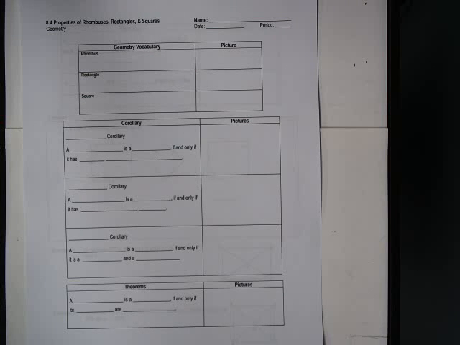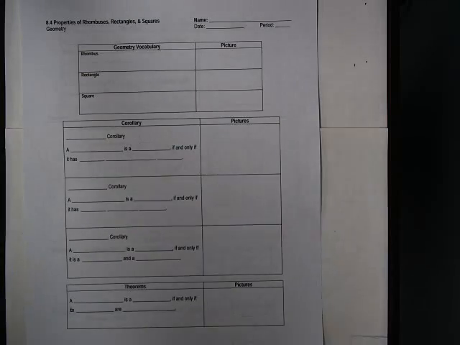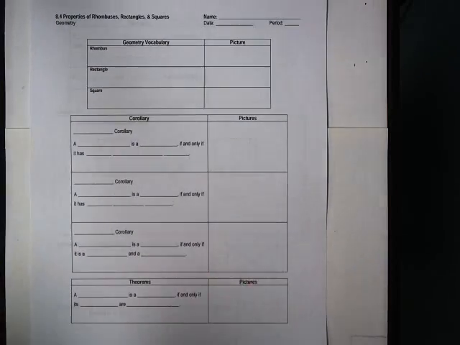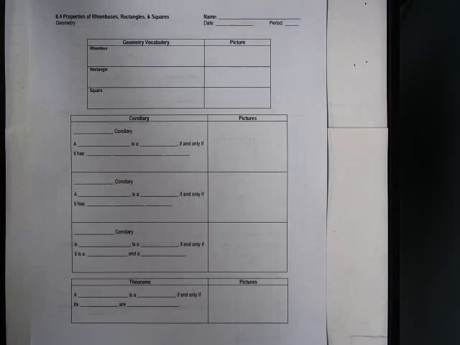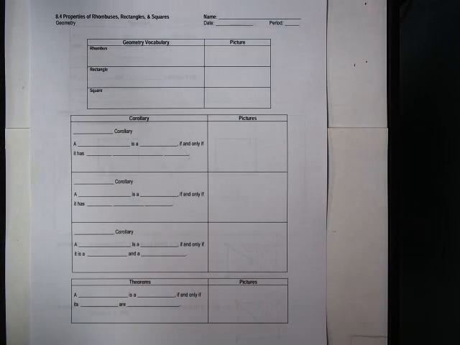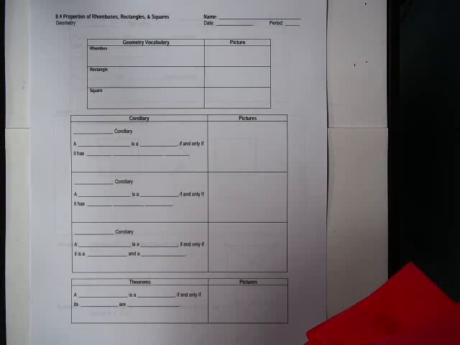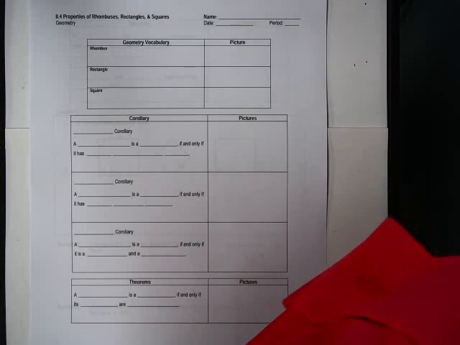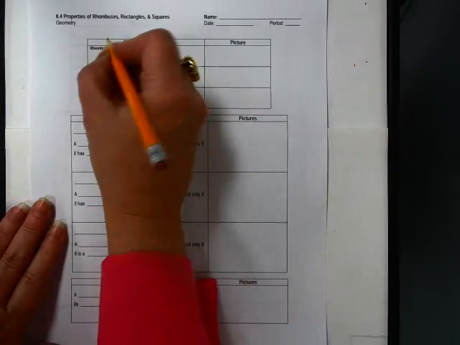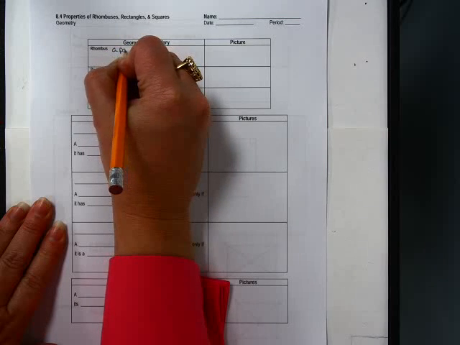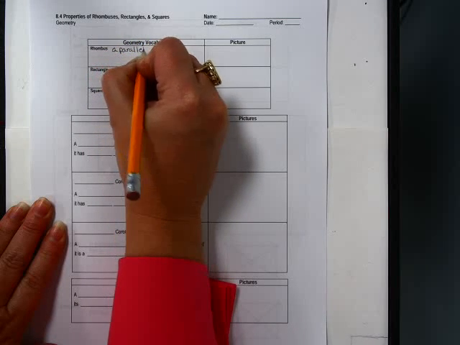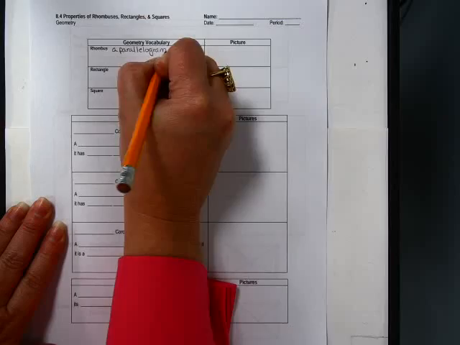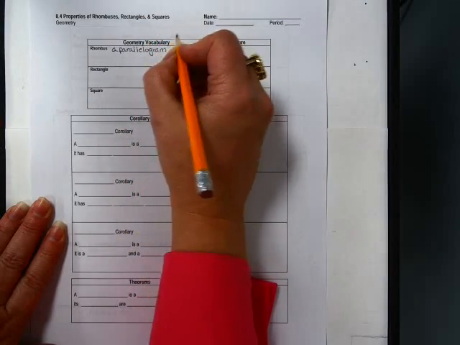Okay, students, today we are going to continue our study of quadrilaterals by focusing on a rhombus, a rectangle, and a square. First of all, let's start with our vocabulary terms. And the first one is a rhombus. A rhombus happens to be a parallelogram with four congruent sides.